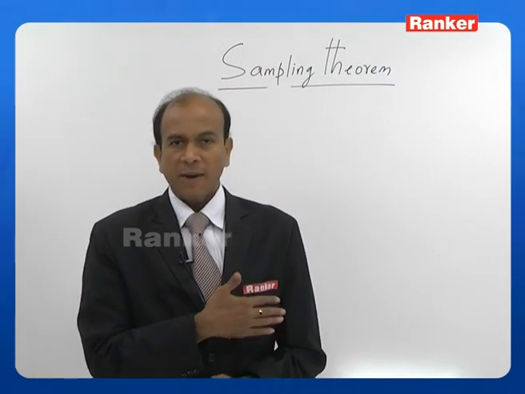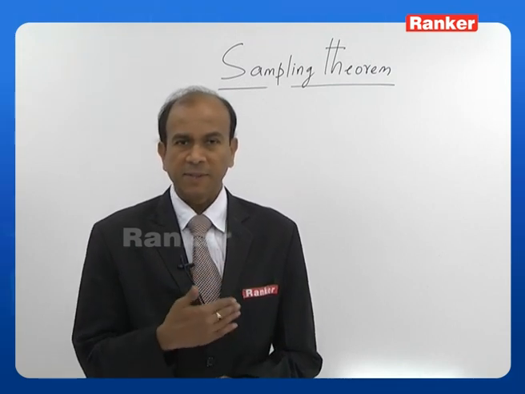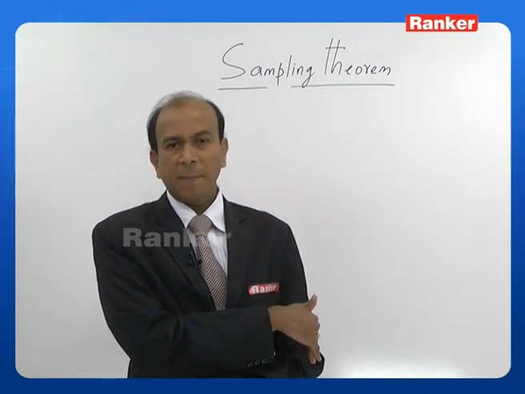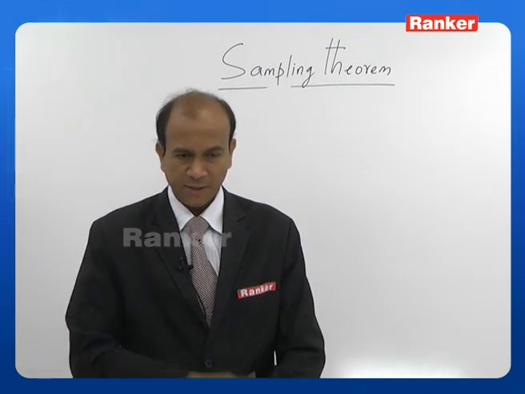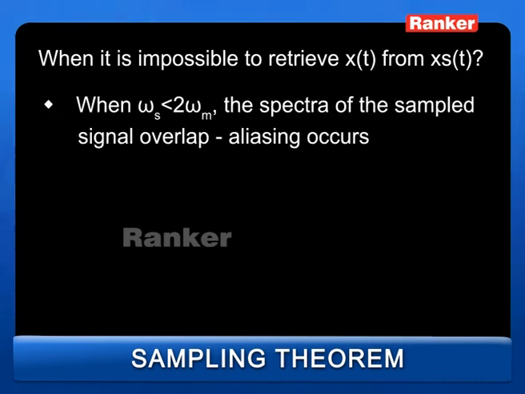That means when I am sampling x of t to x_s of t, that is the sampled signal, I should be able to get back x_s of t so that I can get back my x of t. Okay? So, let us see that. When is it impossible to retrieve x of t from x_s of t, where x_s of t is the sampled signal? First point is when omega s is less than 2 omega m, the spectra of the sampled signal overlap, that is, aliasing occurs. Let us see that.